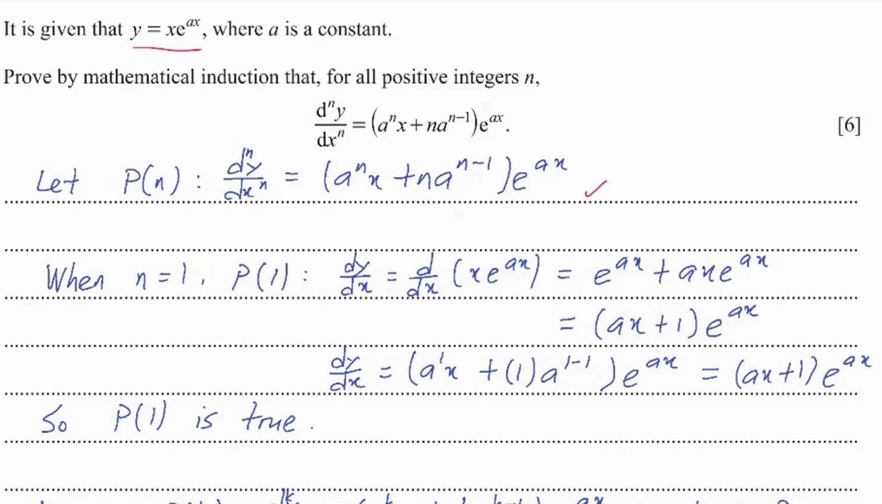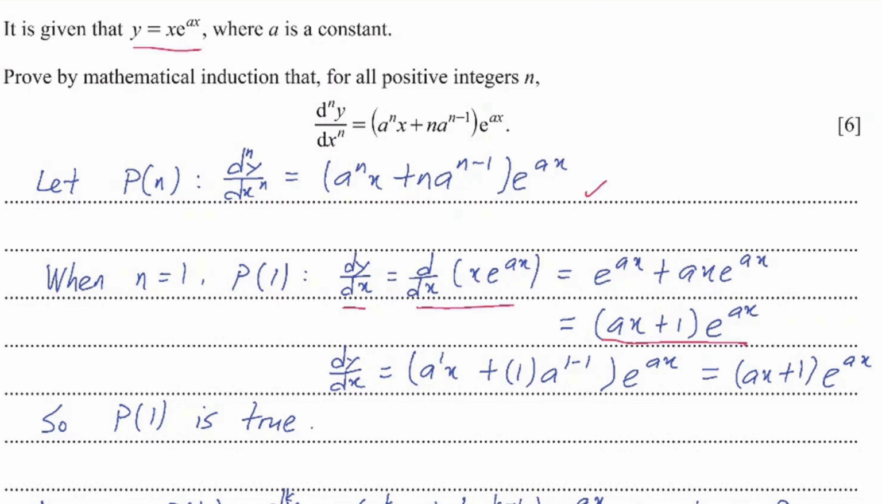So when n is equal to 1, what we need to do is find the dy/dx. For the dy/dx here, we really do it from scratch, because we know how to differentiate it by using the product rule. So as we do it from scratch, we can tidy up a little bit.